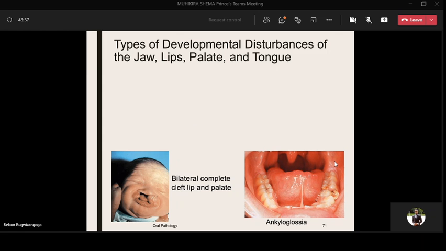So the types of developmental disturbances of the jaw, lips, palate, and the tongue.